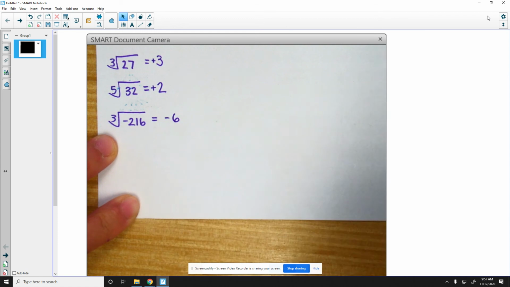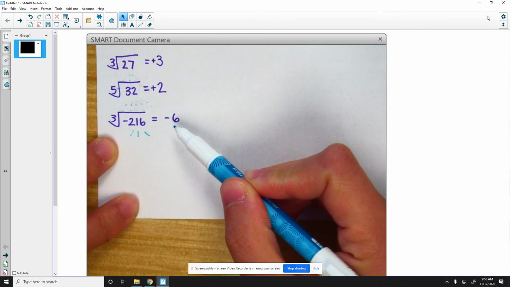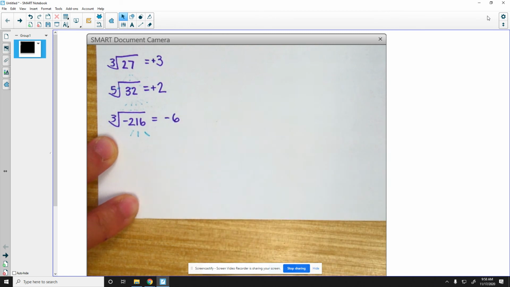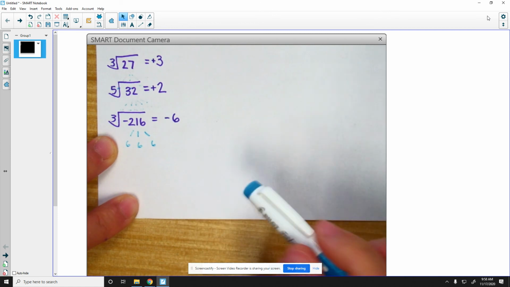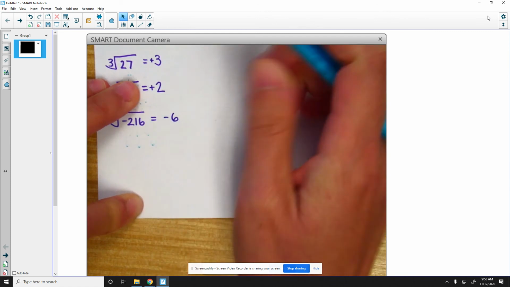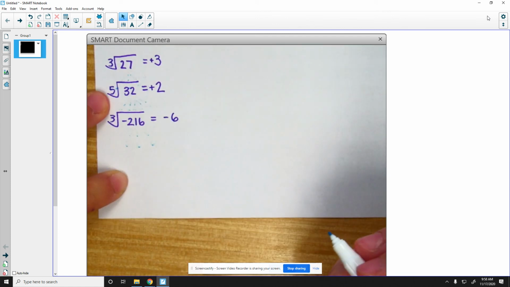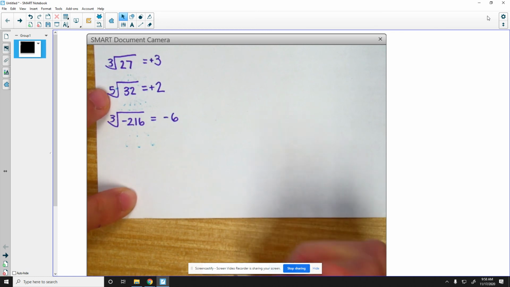So you have to think, you have 3 numbers. So is it going to be -6 or is it going to be plus or minus 6? Plus or minus. Okay, so if you think it's plus or minus, you're saying that 6 times 6 times 6 gives you -216? No. So do you see how this answer is only negative? Does that kind of make sense, guys, what I'm saying? Yeah. Okay.